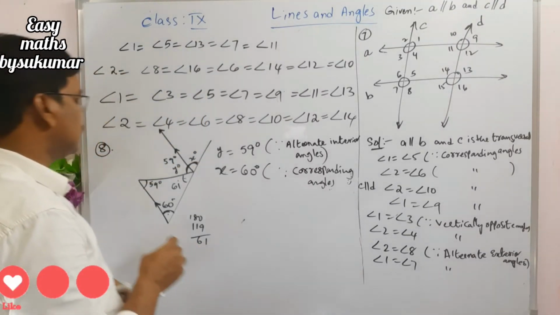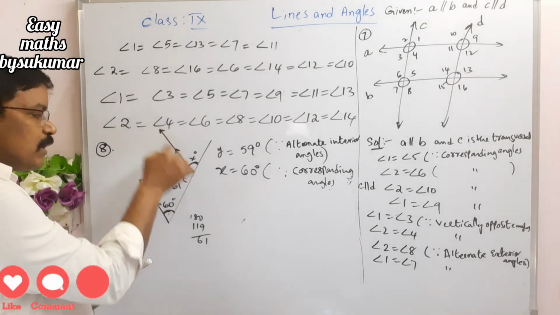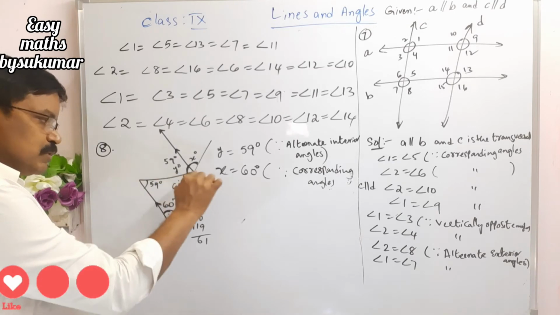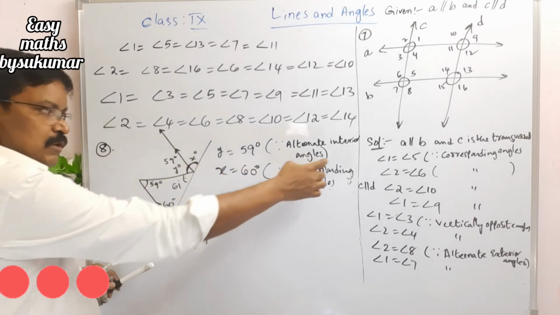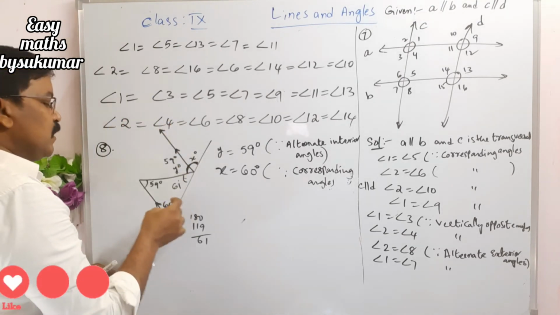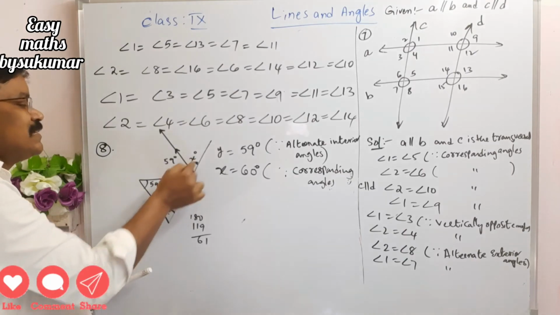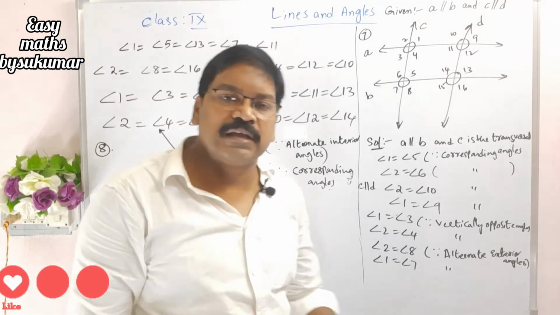Understood, my dear students? Here, this 59 and 59 are equal. Why? These two lines are parallel and it is a transversal. This line is transversal. So alternate angles are equal. Y and 59 are equal. Now coming to these two lines are parallel and it is a transversal. The 60 and x are equal. They are corresponding angles. Okay.